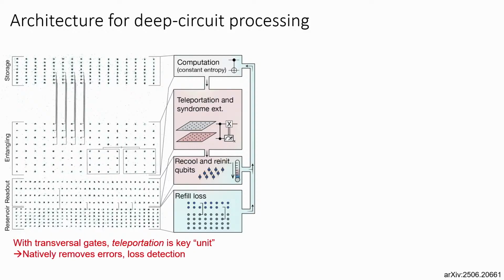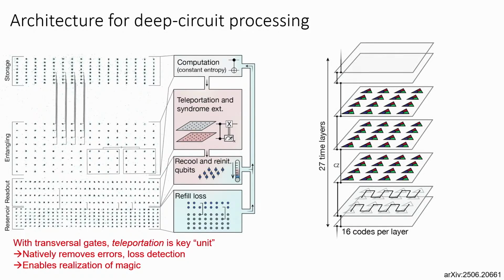Teleportation natively removes errors, and it can also natively do loss detection. And it also enables the realization of magic, which is really the only thing that is powerful inside of the quantum computer, or the key thing that's powerful inside of the quantum computer. And so we set up this architecture for deep circuit processing in a way that allows us to just maximize the number of teleportations we can do.